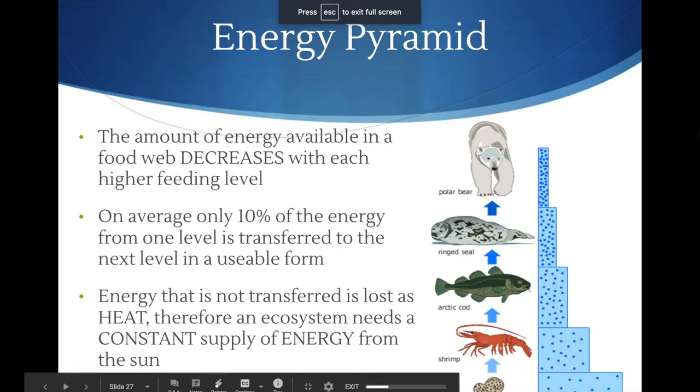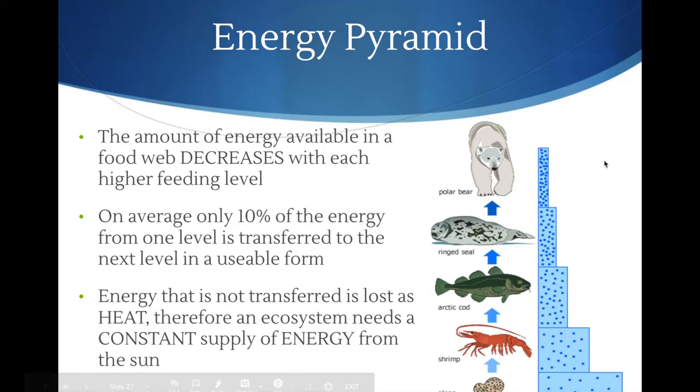Energy pyramids. So in an energy pyramid, which this picture right here is basically like a half of a pyramid, there would be a whole other half. The amount of energy available in a food web will decrease with each higher feeding level. So it's going to decrease as it works its way up the pyramid. We talked about this last time, but only an average of about 10% of the energy from one level gets transferred to the next level in a usable form. So in this case, when the shrimp eat the algae, the shrimp are only going to get 10% of the energy that the algae had.